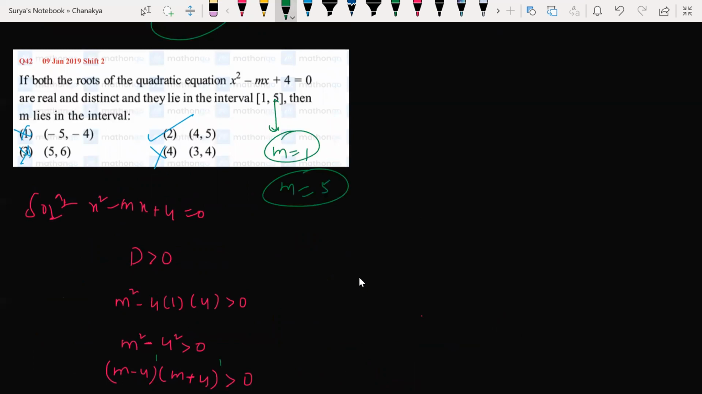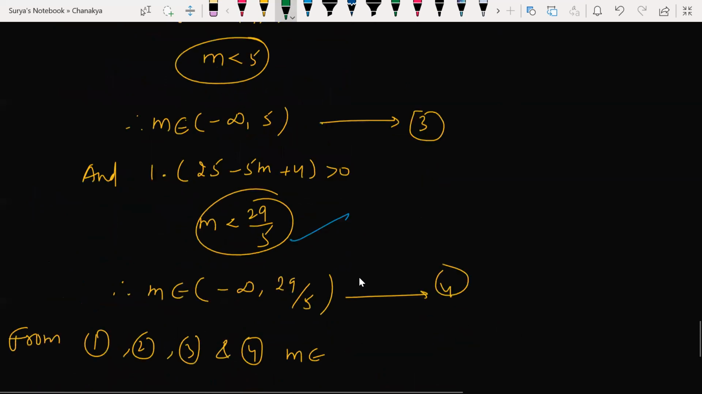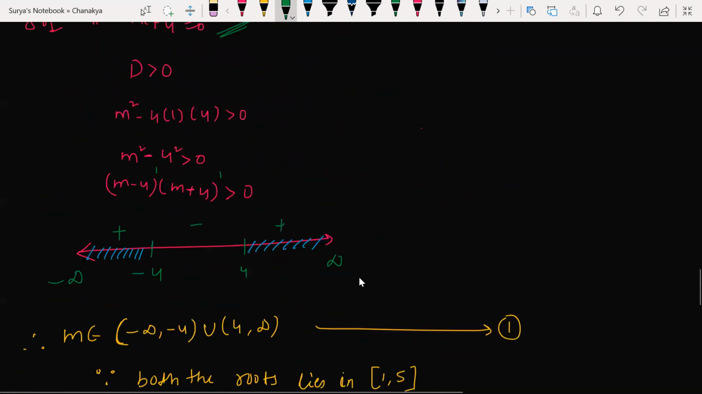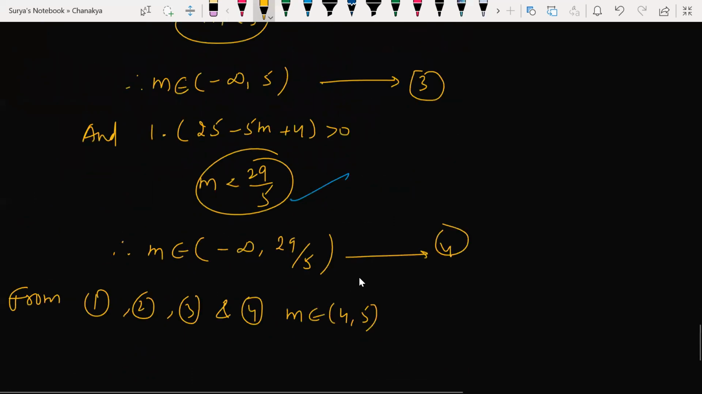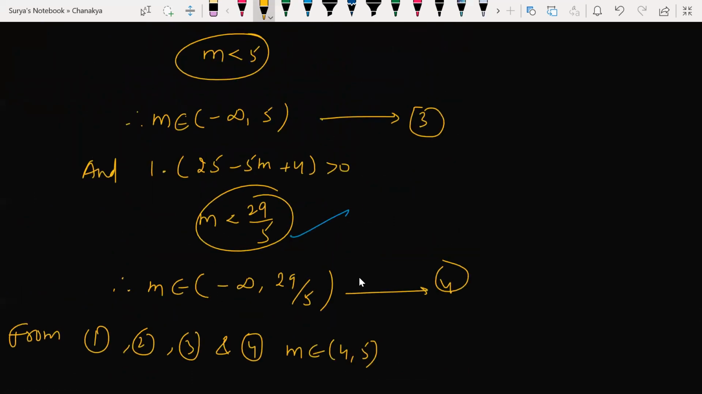M value 1 and 5 I substituted here. I took different cases, got the M values and compared them. I figured out my answer, which gives me 4 to 5. Every option lies between 4 to 5. M belongs to 4 comma 5. Check every option, 4 to 5 only. If you simplify also, beta, you will be getting less than 5.